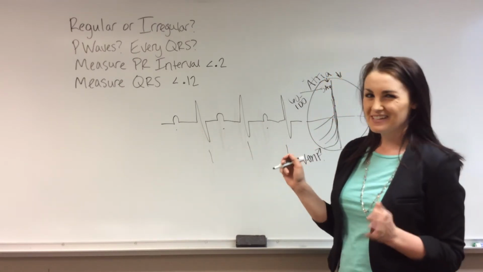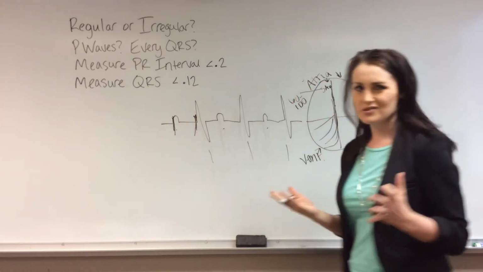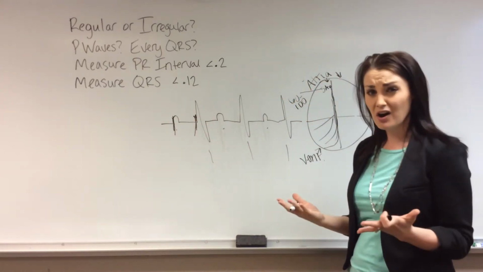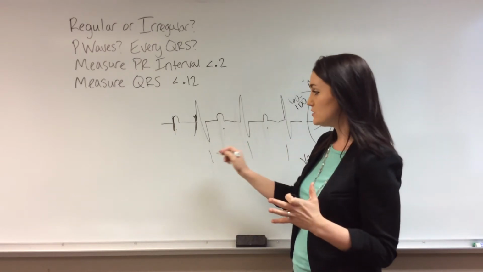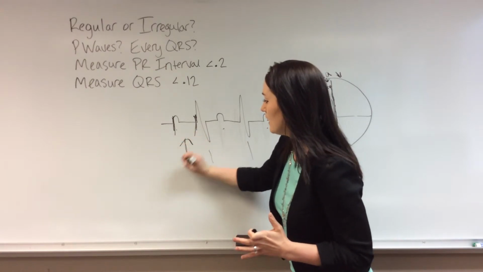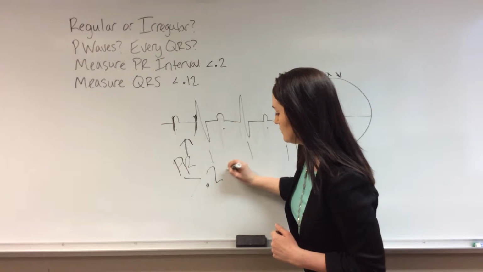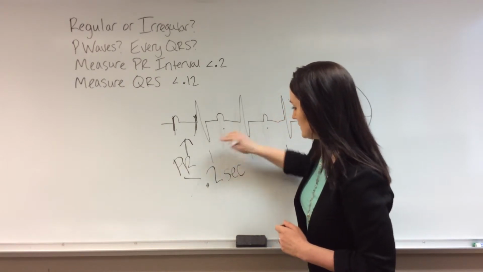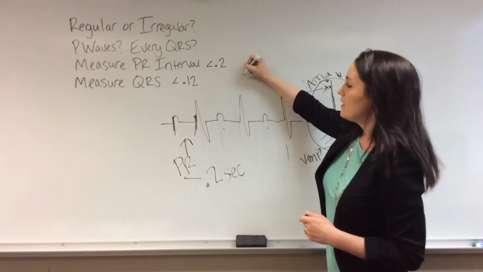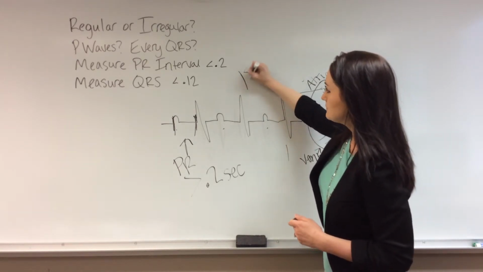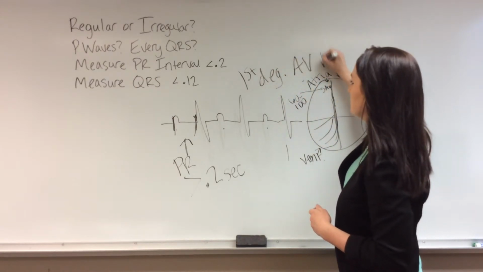But okay, so we're going to start to measure that PR interval. And what looks wrong with it? It's long, right? This is longer than 0.2 seconds. So this PR is greater than 0.2 seconds. So this is what we call a first degree AV block.